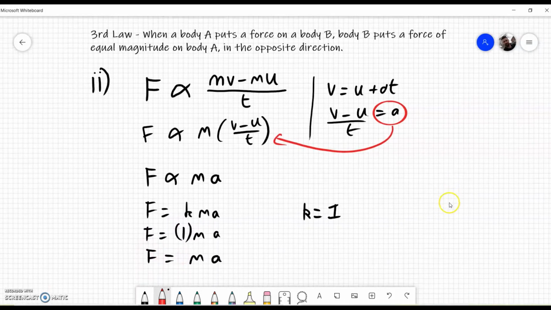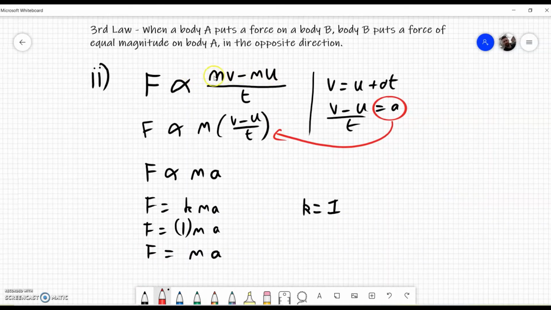That gives me a full derivation that shows me how Newton's second law, which again states that the force is directly proportional to the rate of change of momentum, becomes a special case of force is equal to ma.